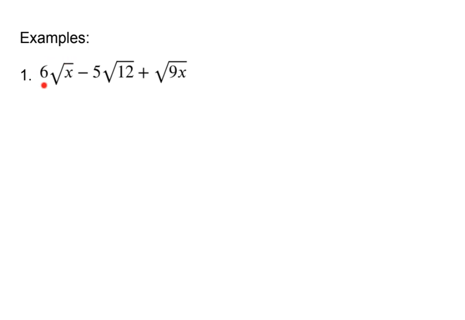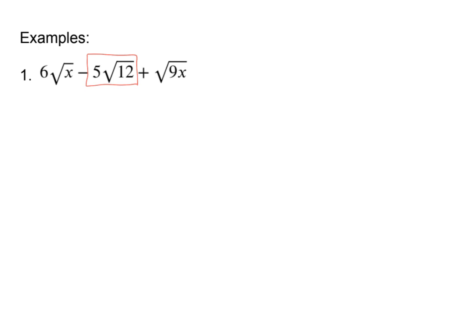Now this first one here just has the square root of x. There's not much we can do with that, so we're going to leave him be. But let's take a look at the second one. The second term here has the square root of 12, and that's something we can simplify.